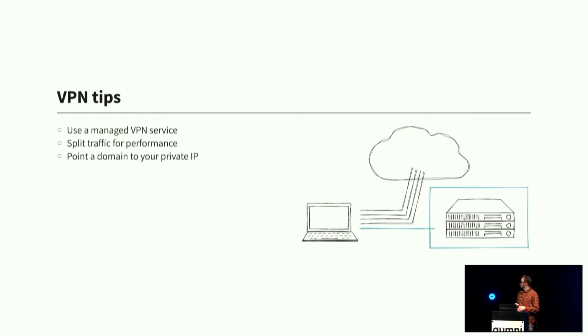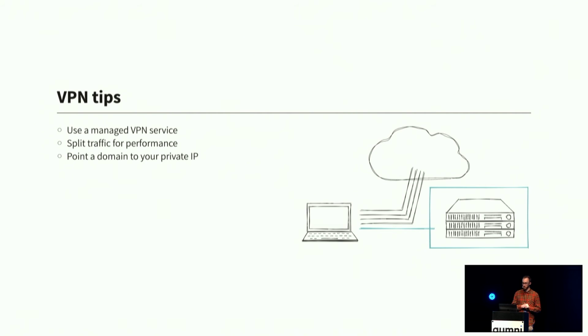So just some more tips and tricks on the VPN. I would highly recommend using a managed VPN service. It's a critical part of your workflow, and you really don't want to spend any time maintaining it. I would also highly recommend setting up split traffic for performance. So that's a little diagram of what that looks like. Really, just the traffic that's destined for a particular block of IP addresses goes to the VPN. Everything else goes straight to the internet.